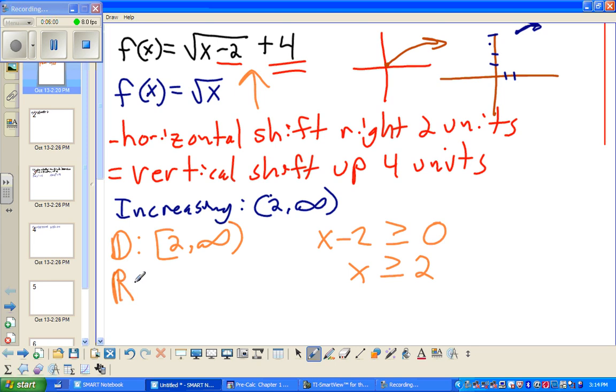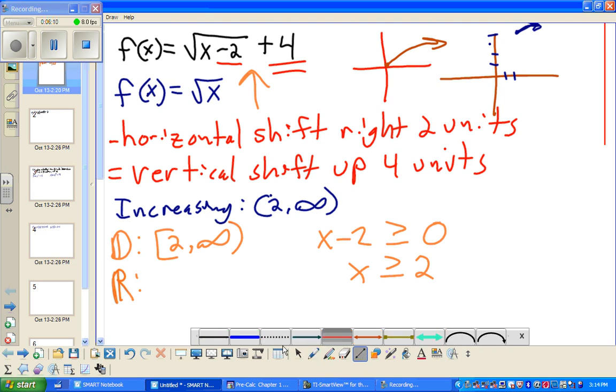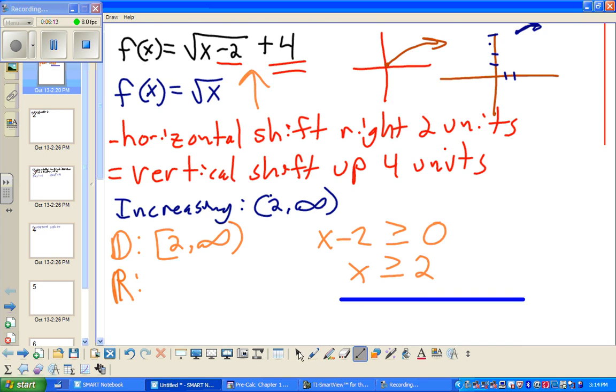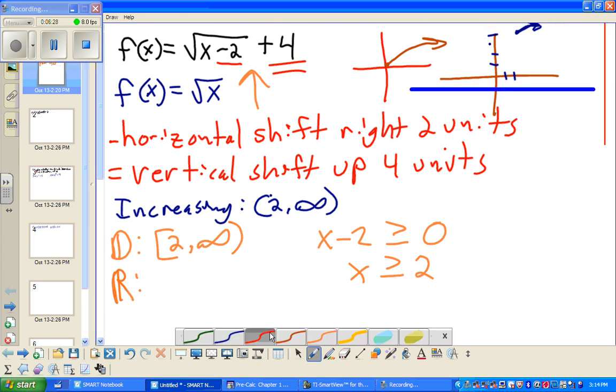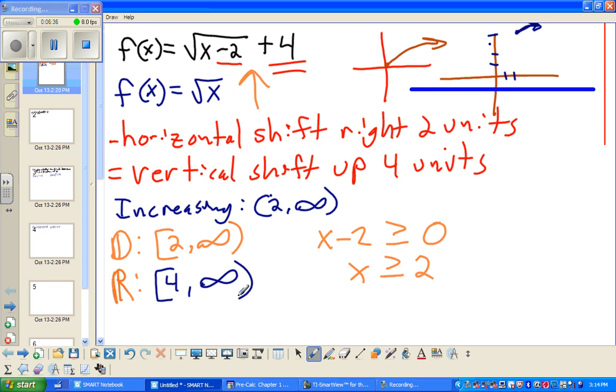For range, we need to look at the y values. What y values does the graph hit? Similarly, you could take a horizontal line on your function and start from the bottom and work up. What does the graph hit, or what does it not hit? Well, it did not start until we got to 4, and then it's going to go up from there forever. So that tells us that our range actually starts at 4 and will continue on up forever.